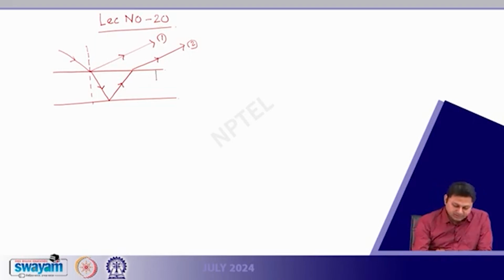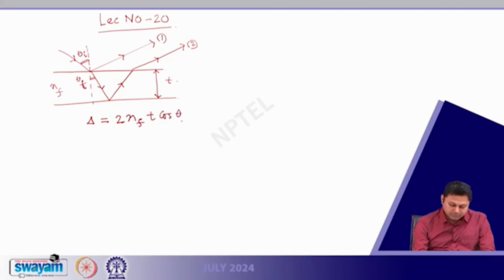Also we calculated that if the thickness of the film is t, the refractive index is nf, and the refracted angle is theta t, and theta i is the incident angle, then I can find the path difference between ray 1 and ray 2, and this path difference is simply 2 nf t cos theta t. That is the path difference we have.